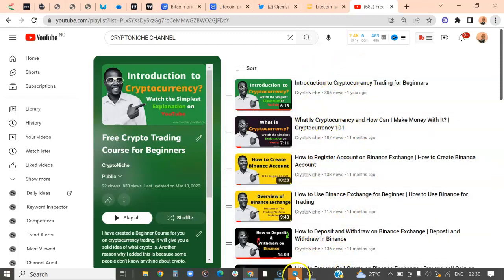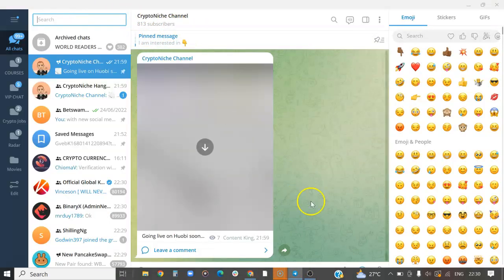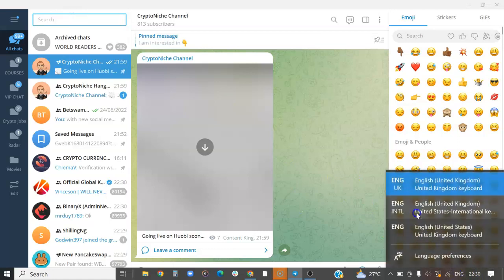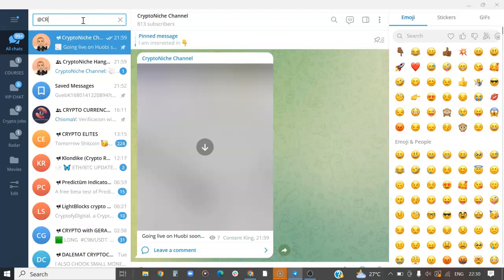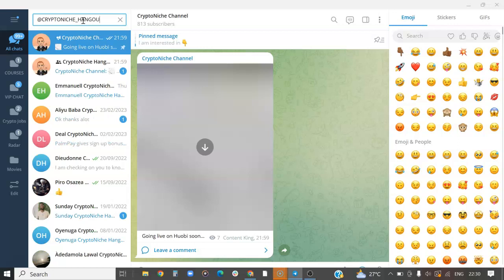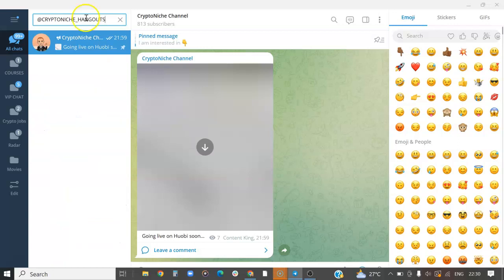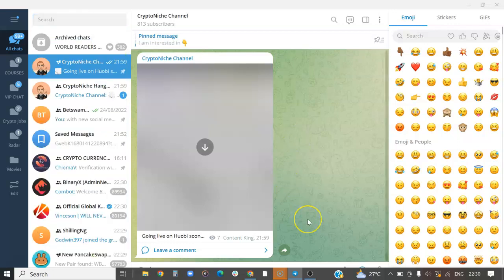And if you're active on Telegram, you can also go to Telegram and search for crypto niche. We are right on Telegram. This is a public group, a public channel. So search for at crypto niche underscore hangouts. When you search for it, it will come up in your search on Telegram. So hit that and it will take you right there to the channel.